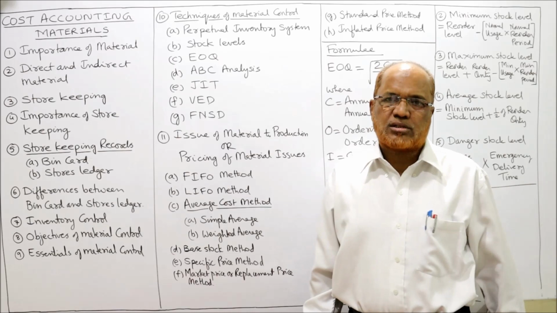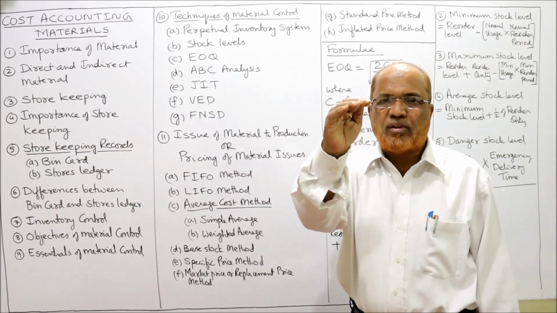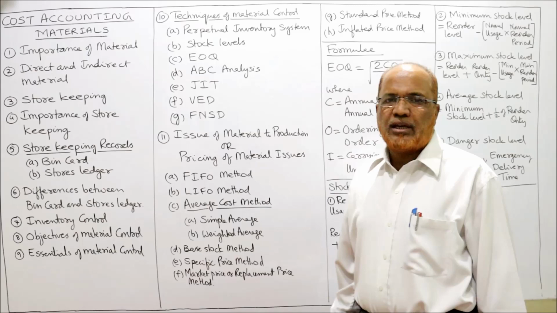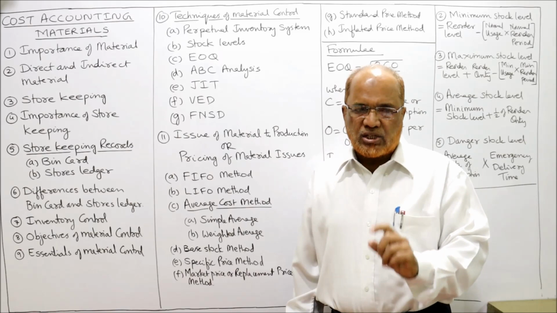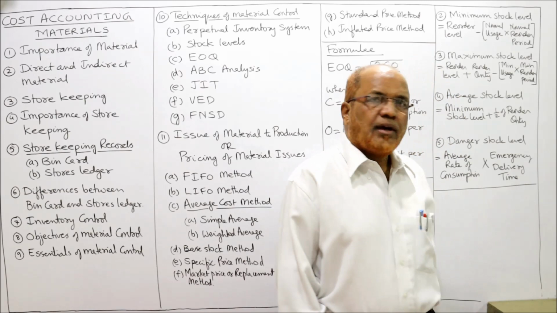So what is the ordering quantity at which both ordering cost and carrying cost will be minimum? That quantity is called EOQ. So how to find out the EOQ? We have the formula. EOQ is equal to under root of 2CO by I. By applying this formula, we calculate EOQ. Next is ABC analysis.